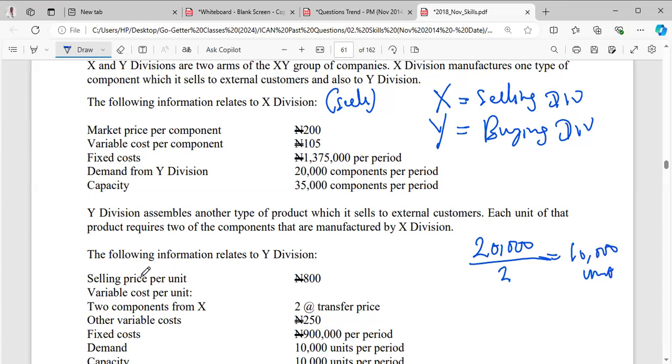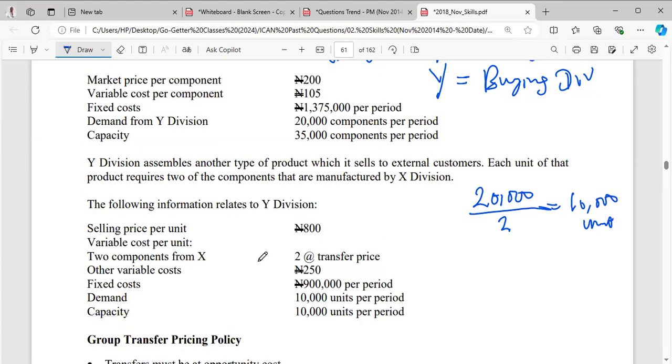So let's check. Selling price of this component is 800. Now, two components from X come at the transfer price. That's fine. Other variable costs is 250. Fixed costs. Now you can see demand is 10,000 units, because they are using 20,000 components to make 10,000 units. And their capacity, they cannot do more than 10,000 units.